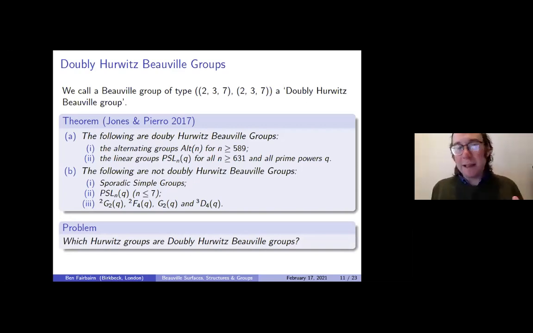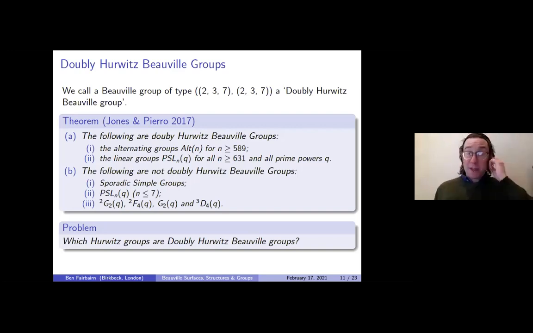And similarly with PSL_n(q), it's very likely you could get n down to some double digit number, but the authors didn't try too hard to optimize that. And as I say, there are numerous other families of simple groups where it's known that there are many members of them that are Hurwitz, but again, open problems yet to be considered.